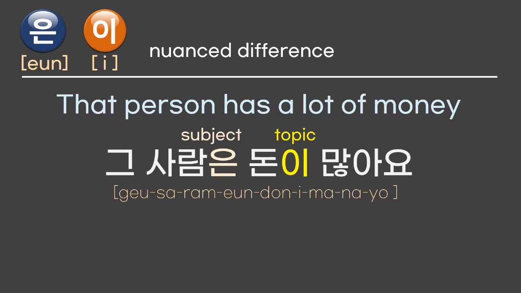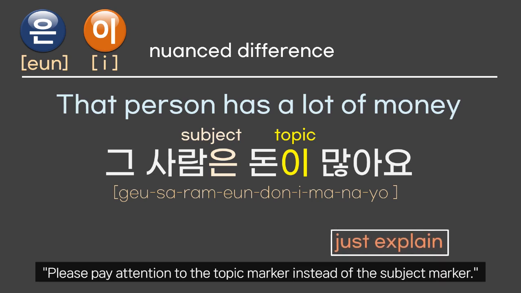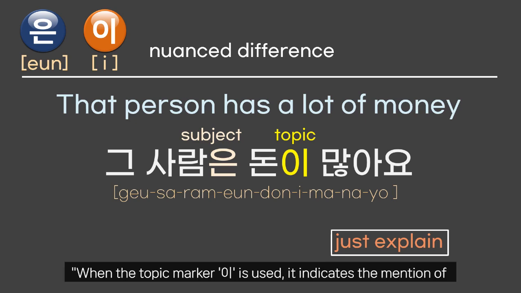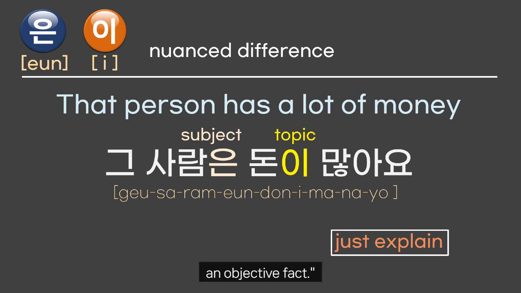That person has a lot of money. 그 사람은 돈이 많아요. Please pay attention to the topic marker instead of the subject marker. When the topic marker e is used, it indicates the mention of an objective fact.